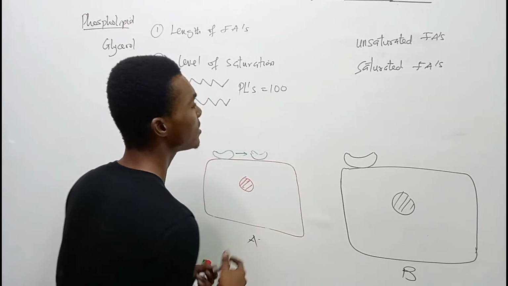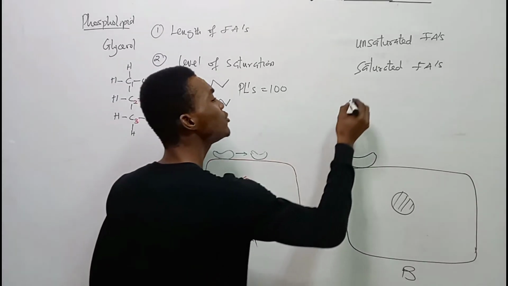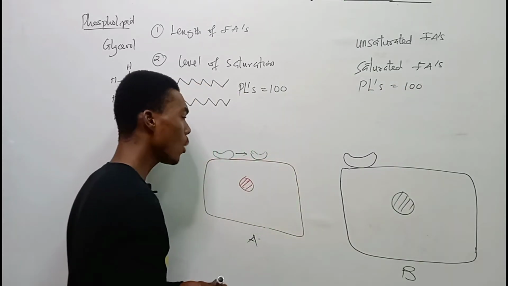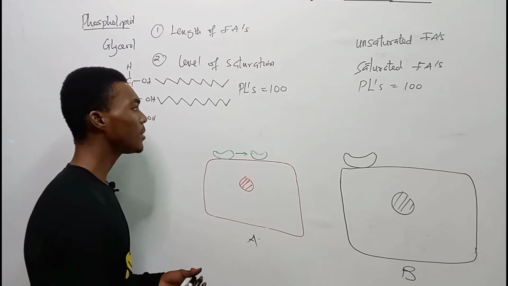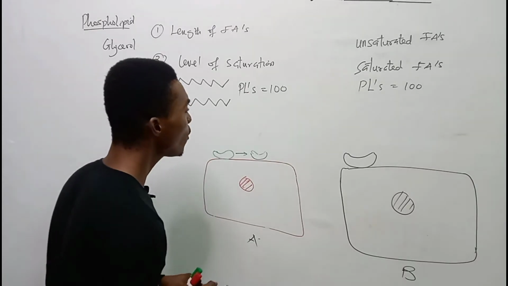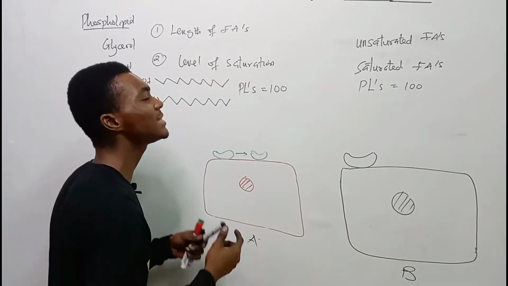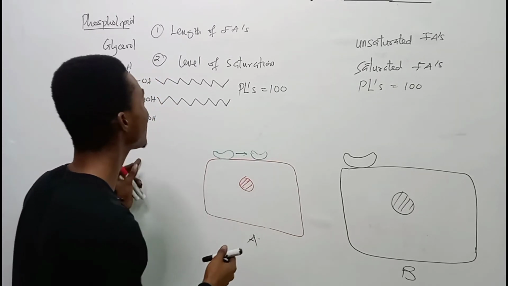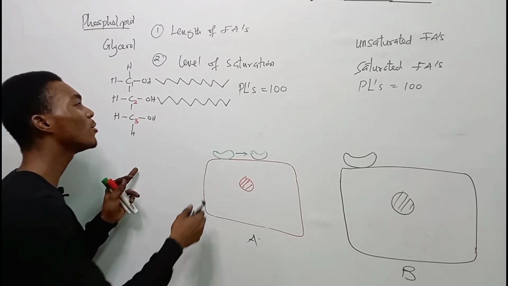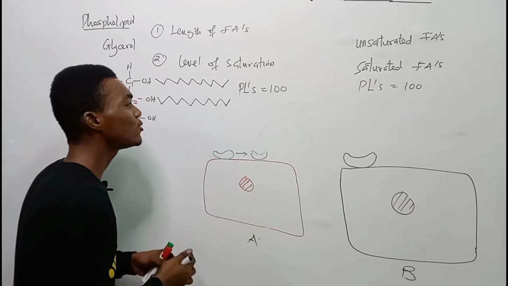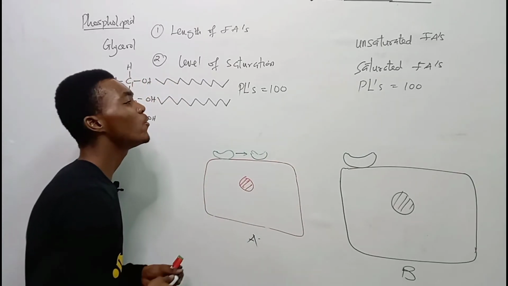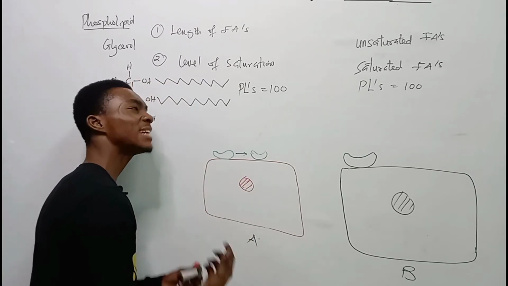The same applies to cell type B. In cell type B too, there are 100 phospholipid structures. Now, what is different is that in cell type A, out of the 100 phospholipid structures, 40 of them have saturated fatty acids. You know that a phospholipid has a glycerol backbone and 2 fatty acid chains. So out of the 100 phospholipids in cell type A, there are 40 with saturated fatty acids.